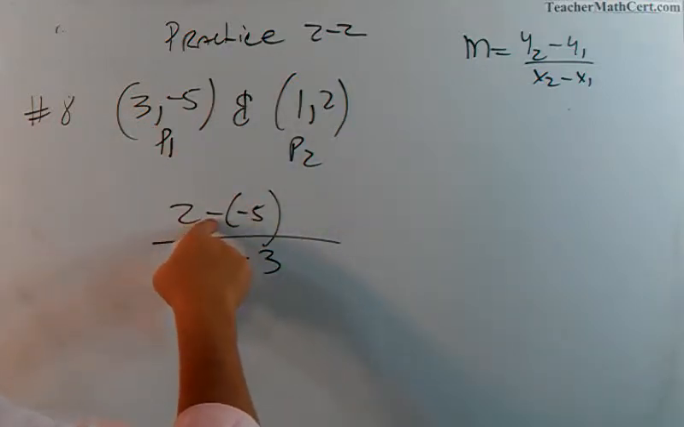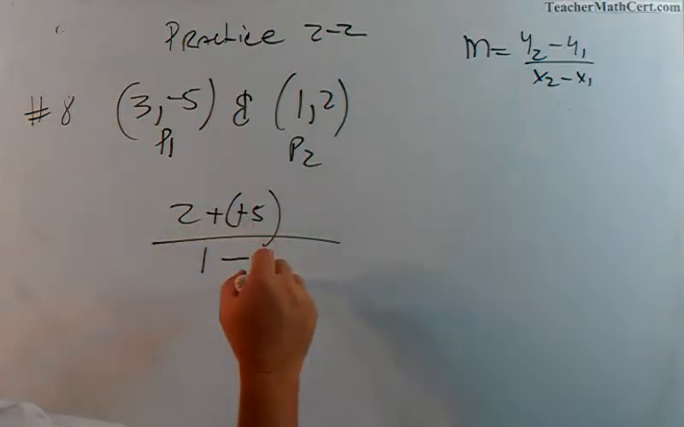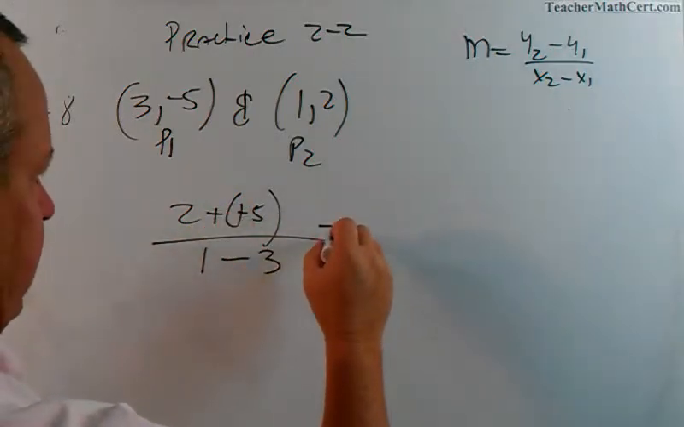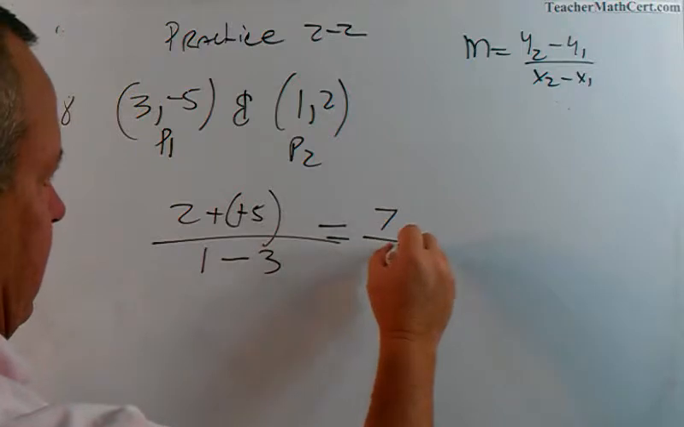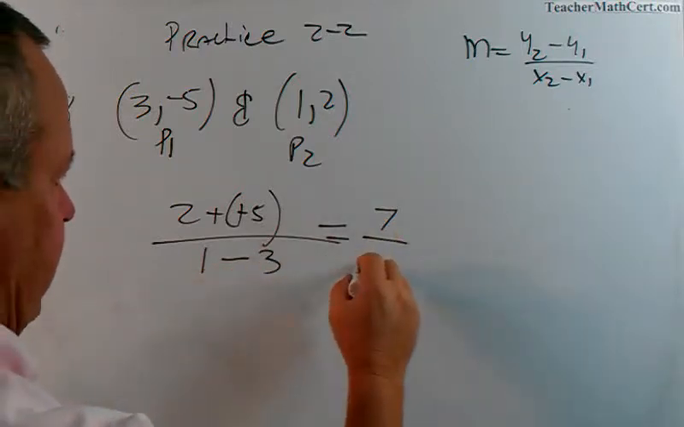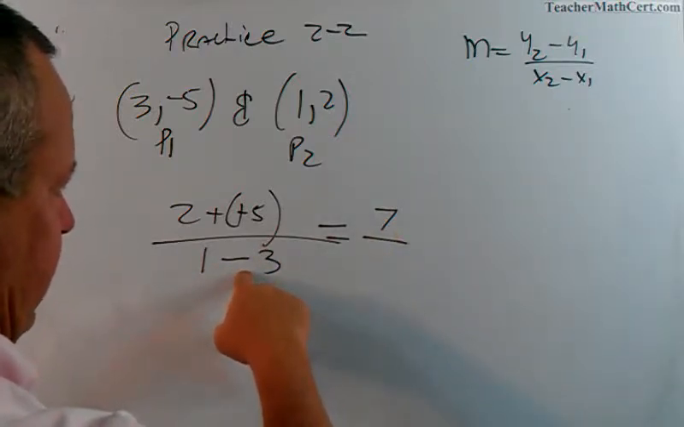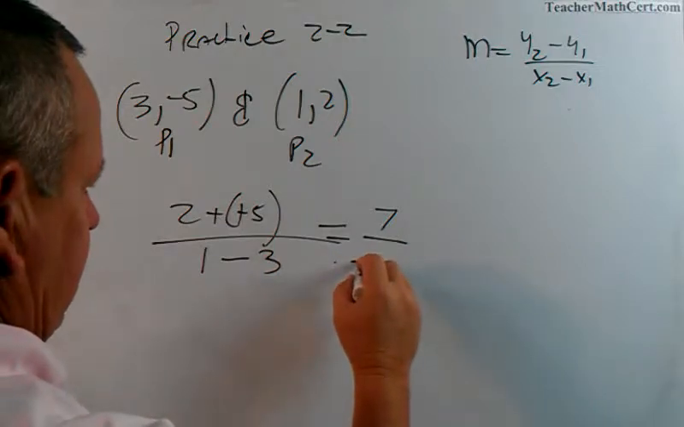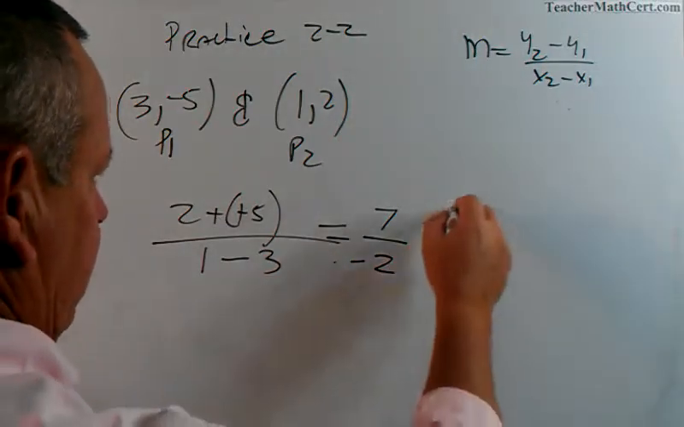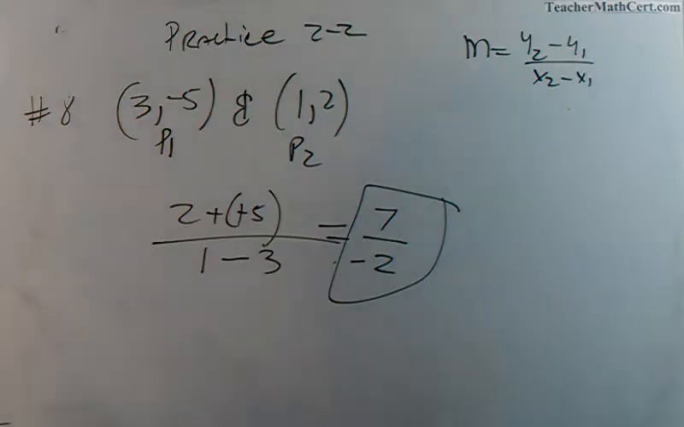It's going to go negative times the negative needs to go to positive, right? Remember that rule? Let's see here. That's going to be a 7. 1 minus 3 is going to be what? The bigger number is going to be negative, so it's going to be negative 2. And that should be your answer. That's number 8: negative 7 over 2. That's correct.